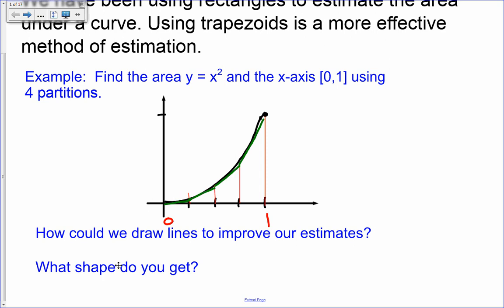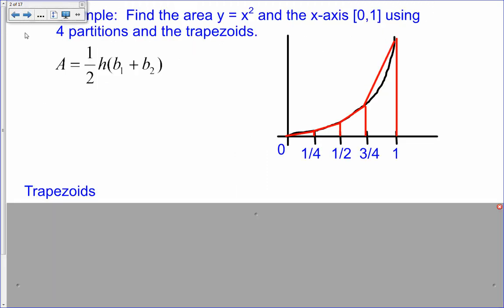So again, when I connect those 2 lines, what shape do I get? I get 4 trapezoids. Okay, so same example, we have x squared using 4 equal partitions from 0 to 1. So the method here is to find the area of each trapezoid and add them all up to get another approximation of the area under the curve.